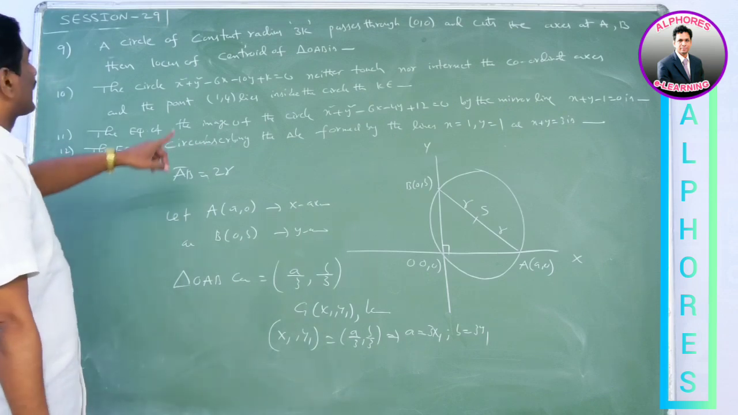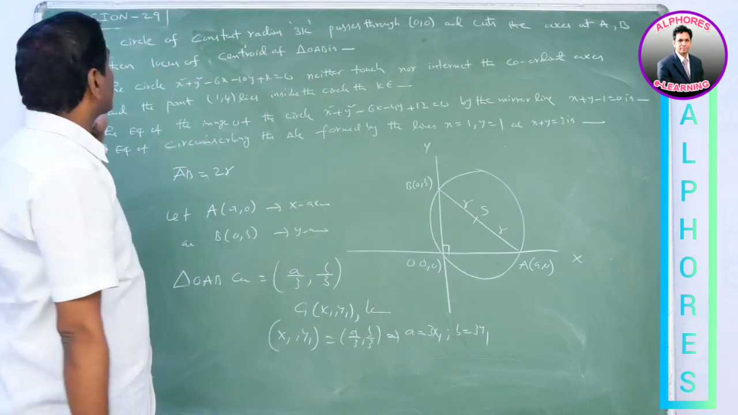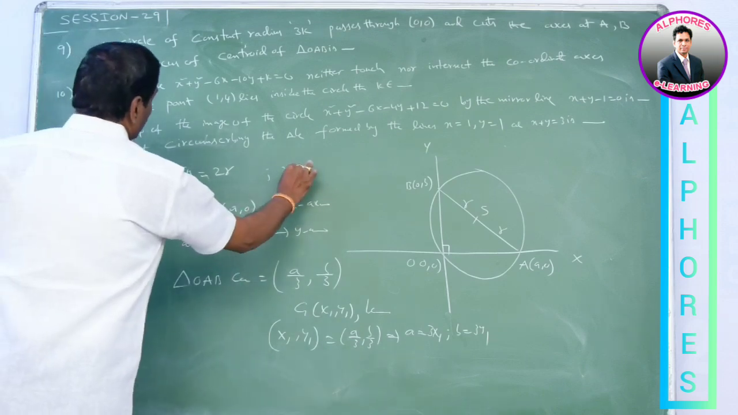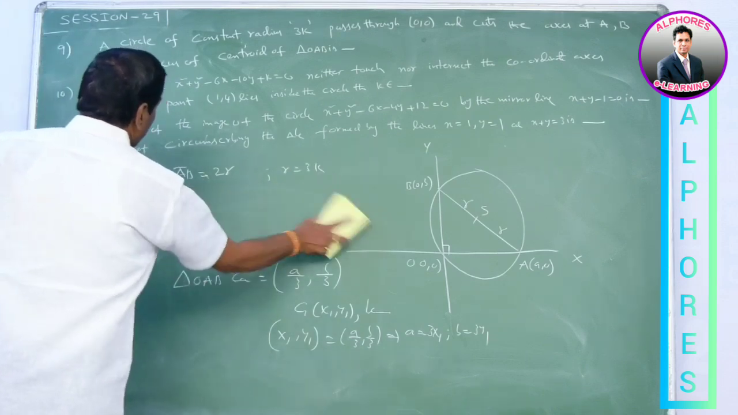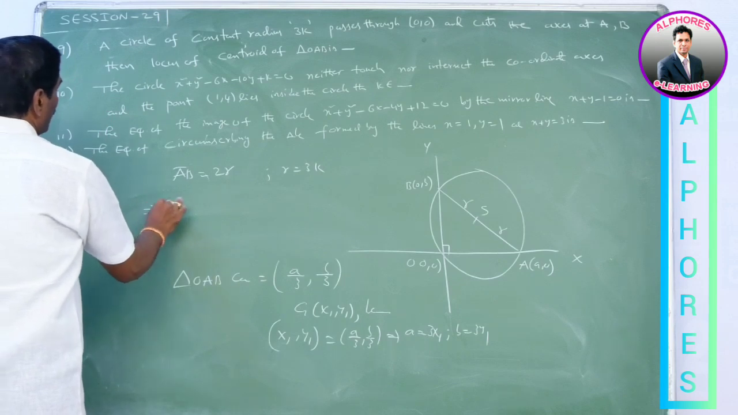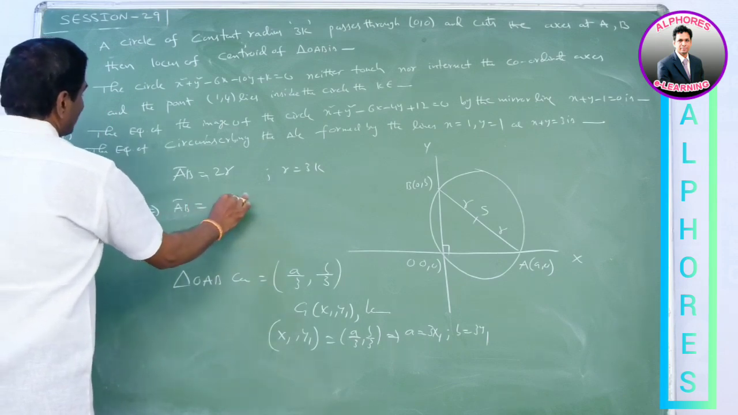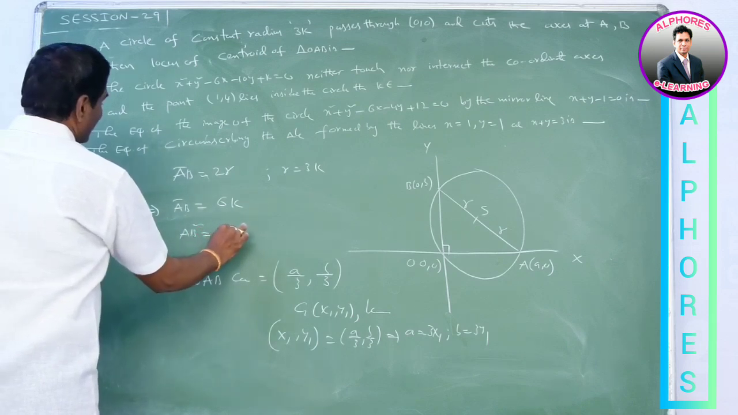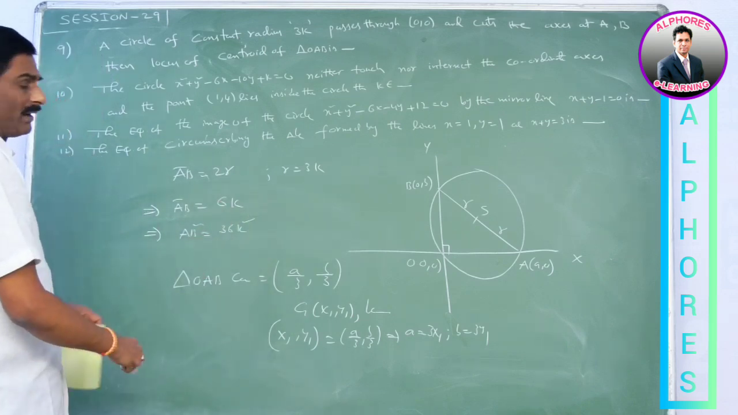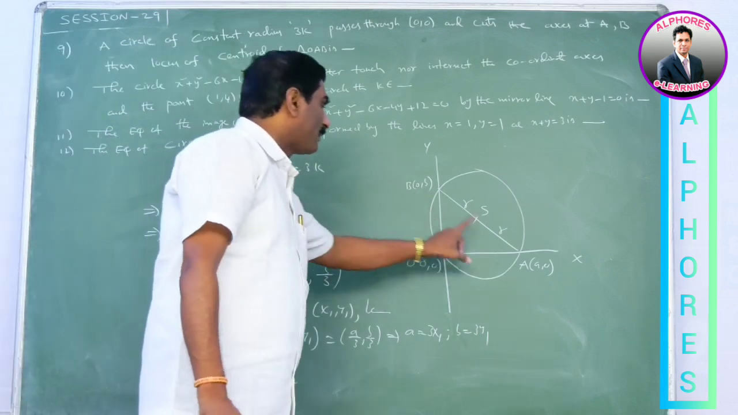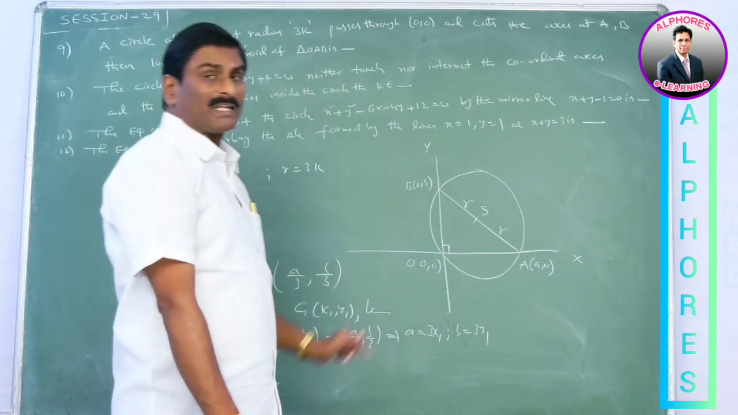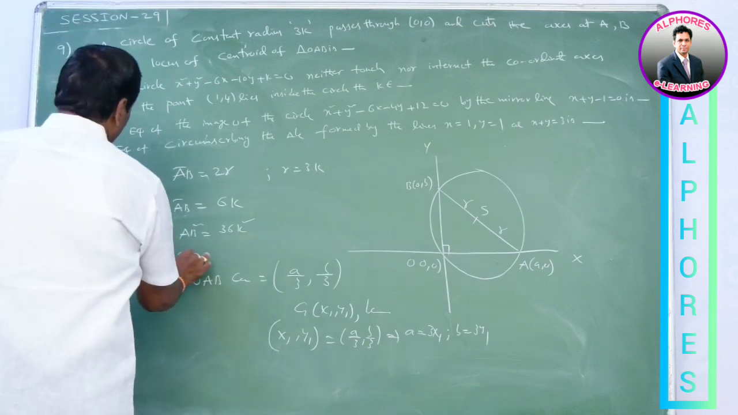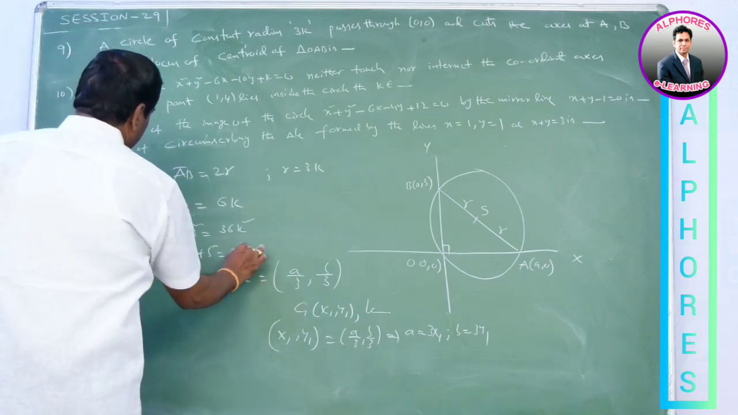Here, the radius of the circle is already given as 3k. The radius of the circle is a constant, r is equal to 3k. That means AB is equal to 6k, and AB square is equal to 36k square. But the distance between A and B is the square root of a square plus b square, so AB square is a square plus b square. That implies a square plus b square is equal to 36k square.